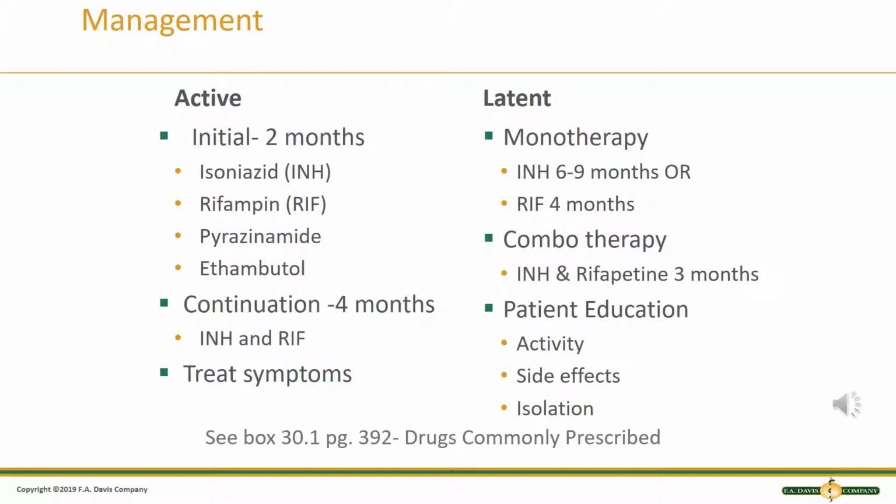For latent treatment, you are going to want to treat those even though they don't have active disease and they're not transmissible. They could become transmissible at any time. So there are two different options. You can do monotherapy with INH or RIF at the time frames suggested, or you can do a combination therapy with INH and rifapentine. That is basically just a little bit longer acting type of a rifampin, and you can do that for 3 months.